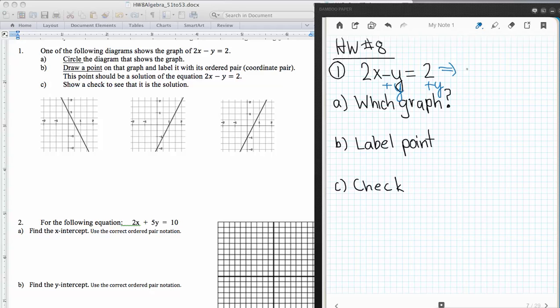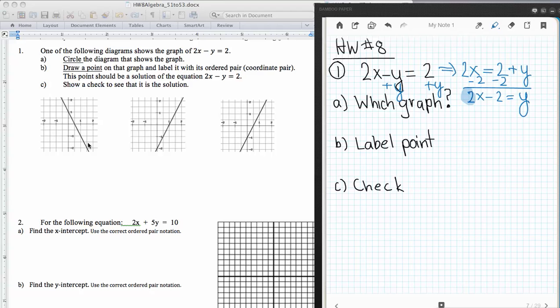So now I'm going to have 2x is equal to 2 plus y. And then I'll need to bring the 2 over to the other side. And so I will now see that I have 2x minus 2 is equal to y. So what's great about this is now I have slope-intercept form. So this, oops, that was an eraser, that is my slope. And so I can tell the slope is positive.